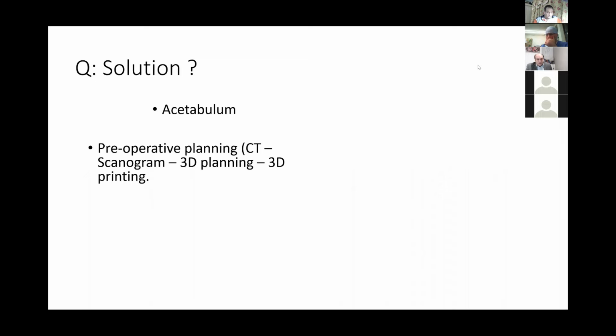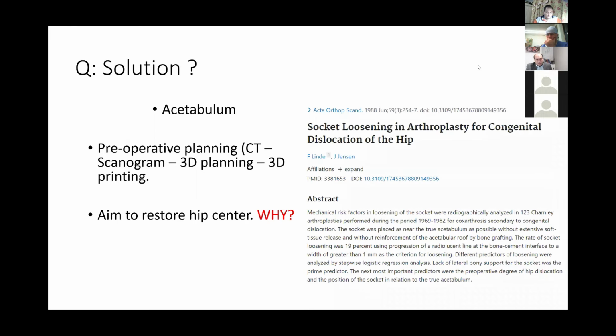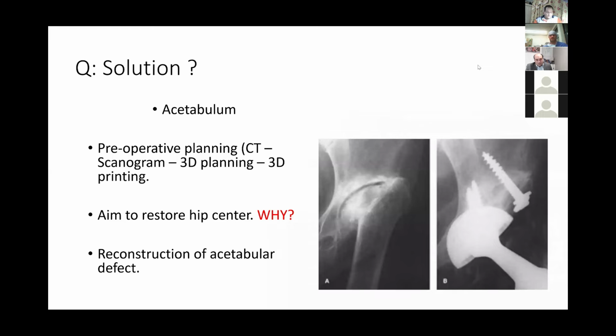So on the acetabulum, it's important that you plan it well with a CT. And in some centers, they would also go ahead and print out 3D planning using 3D printers to look at the anatomy and appreciate where the areas of bone stock are. And the aim is, as we mentioned, to restore the hip center. This increases the longevity because it has better bone stock, and it also reduces the forces across the acetabulum. And we have to reconstruct the acetabular defect. This could be done by bone grafts or by augments.